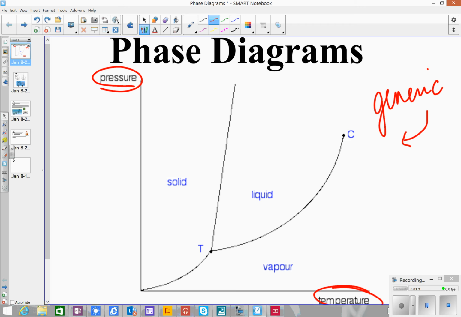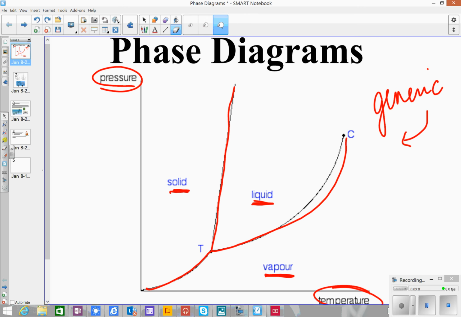We also have regions. The region that's to the far left is always going to be the solid. The middle area is always going to be the liquid. And then here they use the word vapor, of course, meaning a gas. The other important thing to note is that if you are right on a line, anywhere along these lines, then you are dealing with two phases at that point.